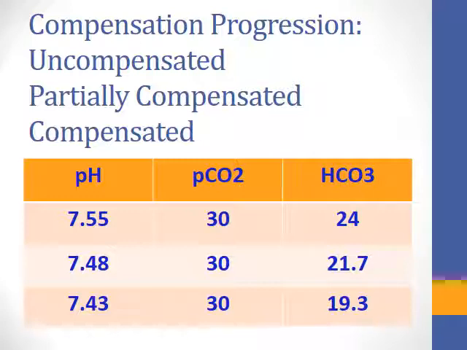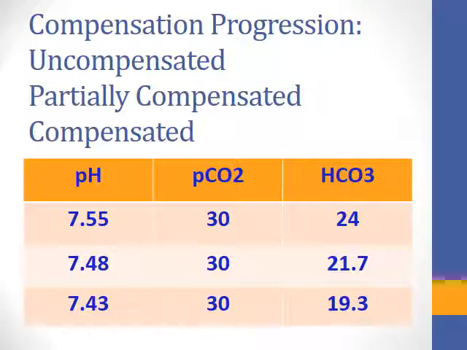Okay, so let's look at this together. This shows the compensation progression and how it actually works. So the very first line on here is what we have learned. We have a pH that is 7.55. That 7.55 is elevated. It's not normal. Our PCO2 is 30. And remember that our normal there was 35 to 45, so that means that it is decreased, which is not normal. But our bicarb, which is 24, is actually within normal range.